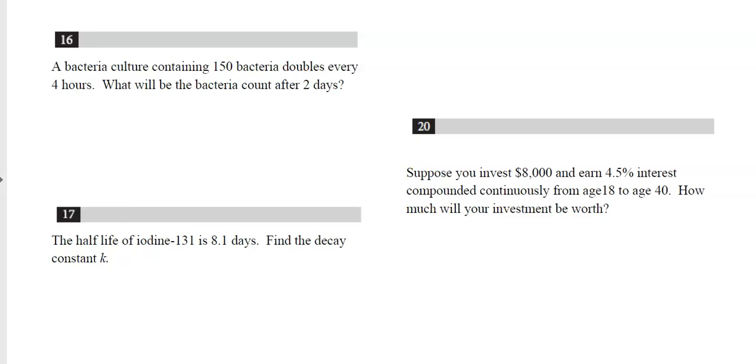Bacteria is growing, so we start with 150. The growth rate is double. So there are 2 ways to think about it. One way is you could just put a 2 there. It doubles every single time. Or you could think about when you double, that's growth of 100%. So when you do your 1 plus your growth rate, it's going to be 1 plus 1.00, which again is 2.